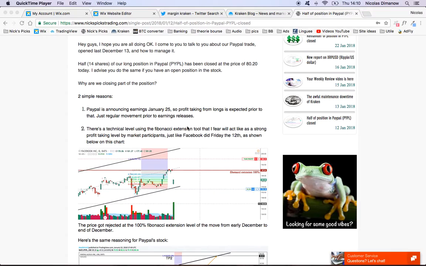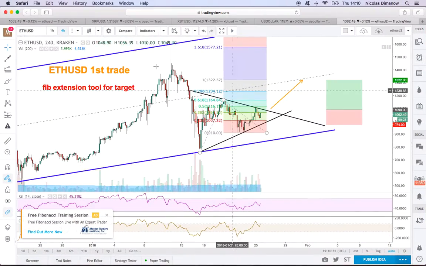We have a new trading opportunity in Ethereum against the dollar. Got two trades for you on that one. Let me first explain to you the first trade.